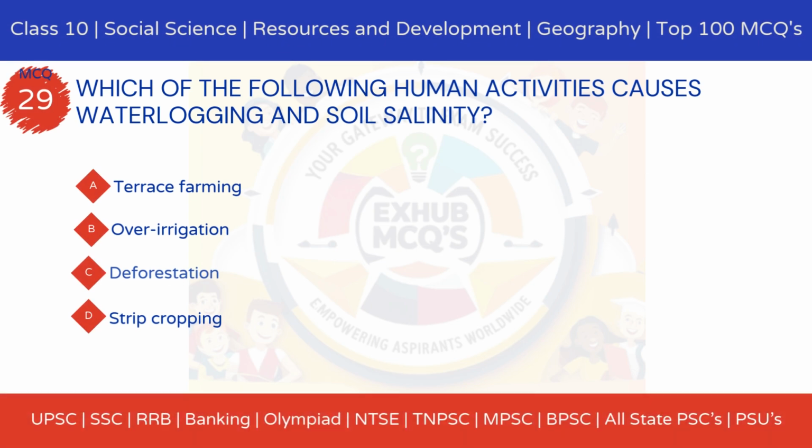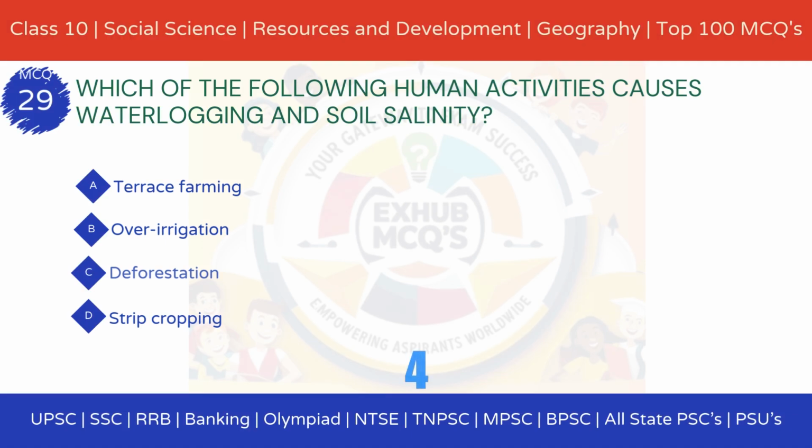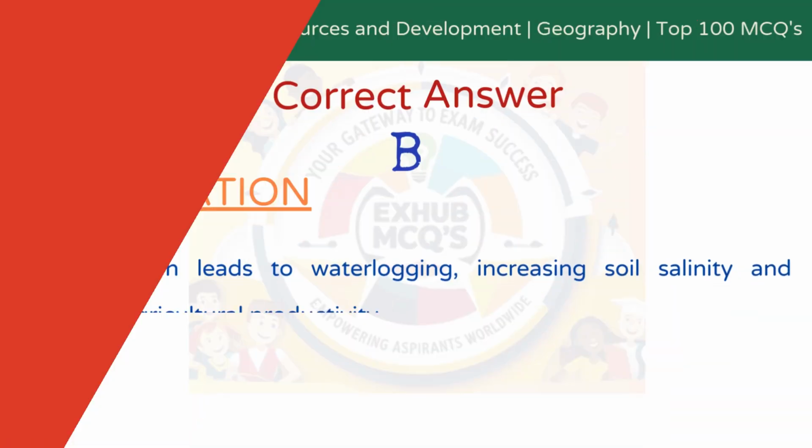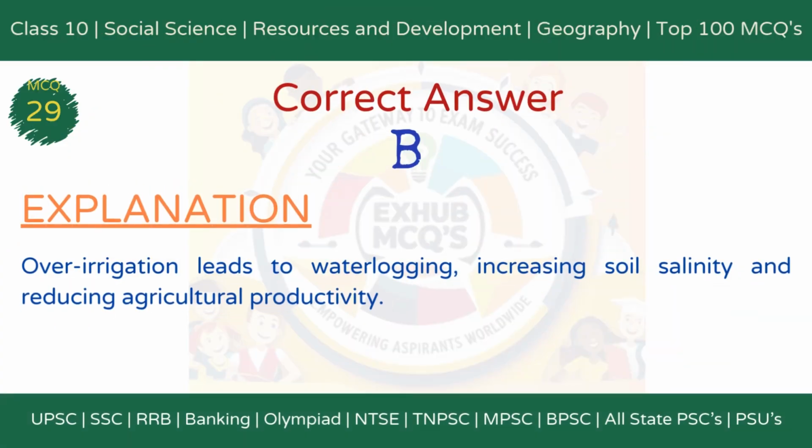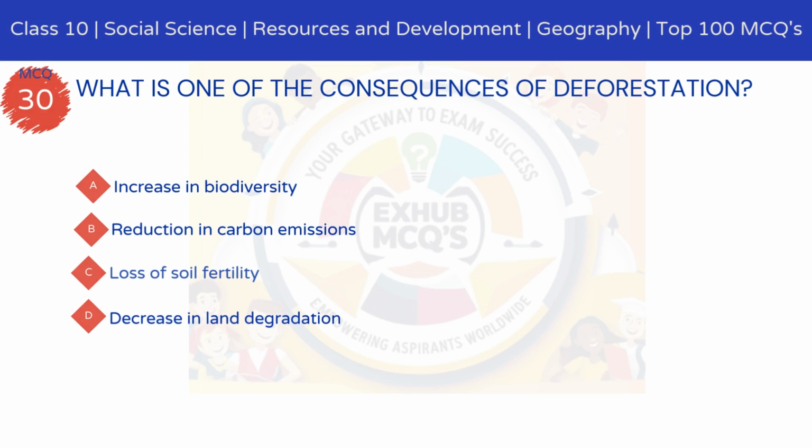MCQ29. Which of the following human activities causes waterlogging and soil salinity? Option A, terrace farming. Option B, over-irrigation. Option C, deforestation. Option D, strip cropping. The correct answer is option B, over-irrigation. Explanation: Over-irrigation leads to waterlogging, increasing soil salinity, and reducing agricultural productivity.